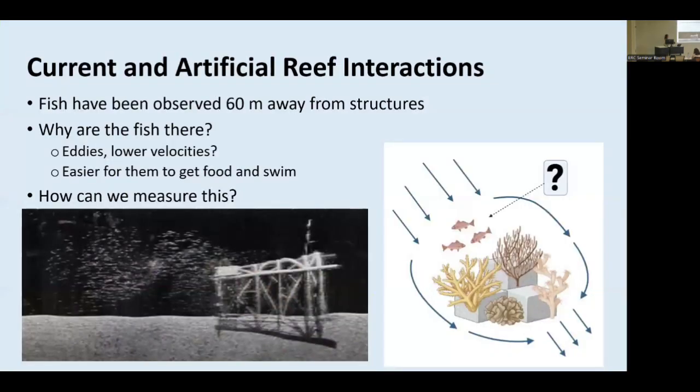So the main inspiration behind this project actually comes from this image. This is some side scan imagery of an oil platform artificial reef. And as you can see, there's a ton of fish associated with this reef, which have been observed from 60 meters away. And so we want to know, why are there fish here? Are there eddies? Are there lower velocities occurring here? Is it easier for these fish to get food and possibly not have to fight the current? And we want to know, how can we measure this?